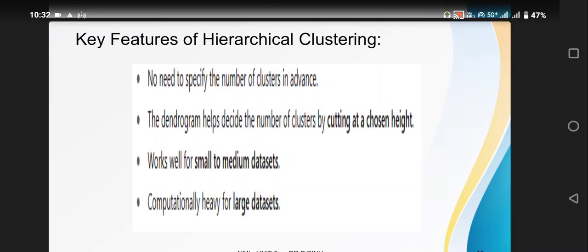Key features of hierarchical clustering. No need to specify the number of clusters in advance. The dendrogram helps decide the number of clusters by cutting at a chosen height. Works well for small to medium datasets, but computationally heavy for large datasets.